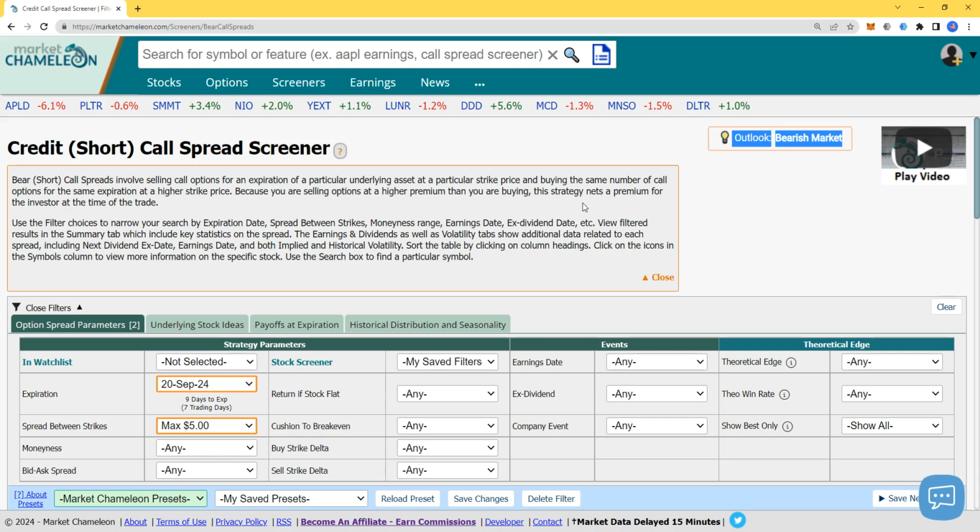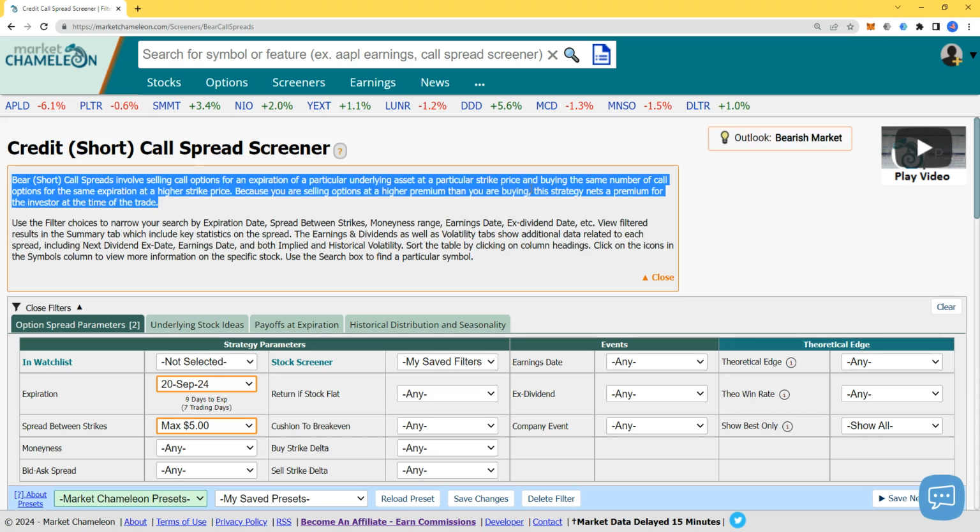You have a bearish market outlook. However, you are collecting income and you make profit in three ways. Option number one, you make money if the stock stays the same. You can read all about it. Option number two, you make money if the stock goes down. And option number three, you make money if the stock goes up all the way to your short call that you sold, the call spread.